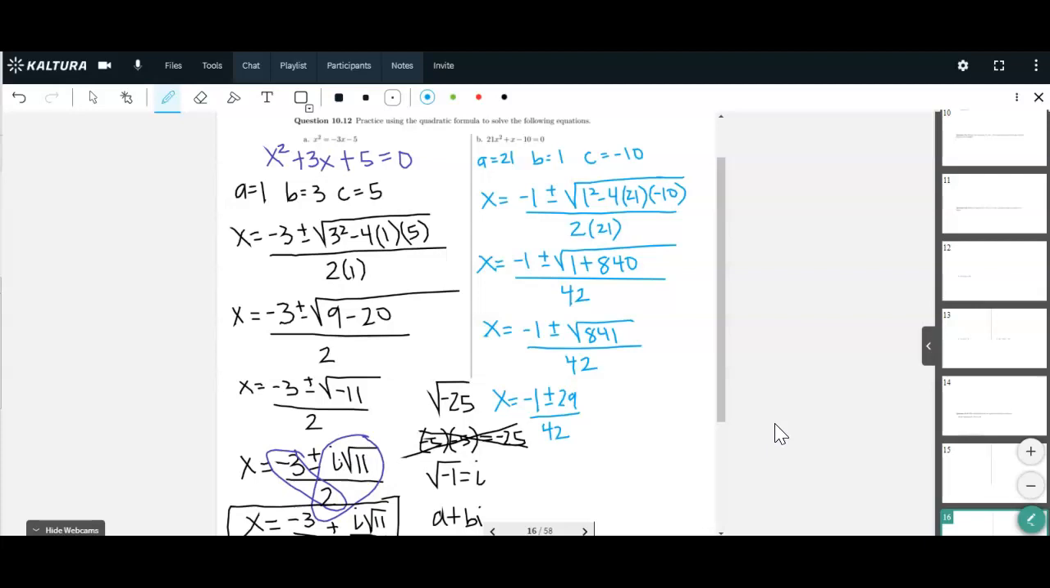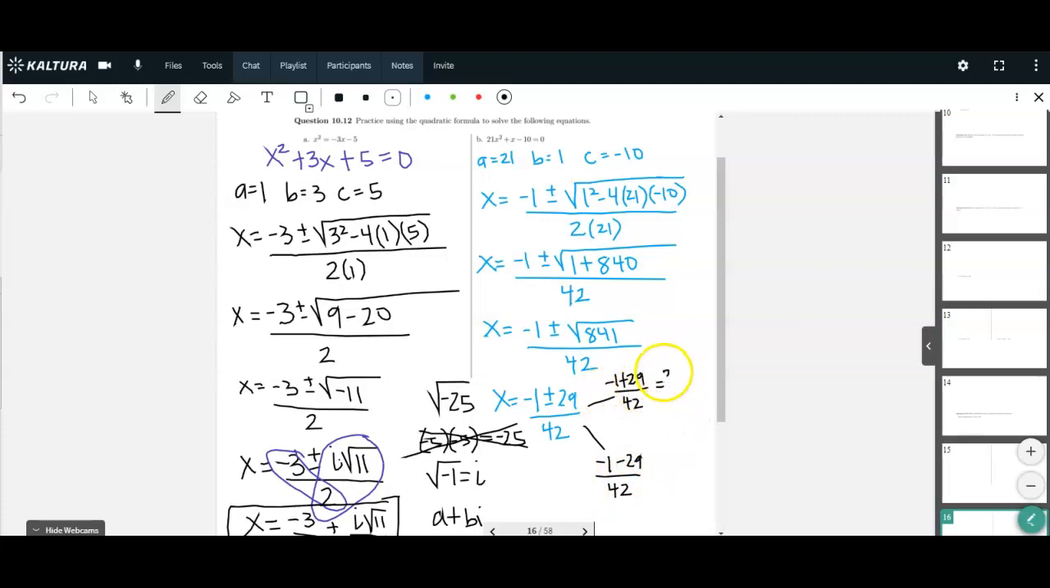Okay, but now we can simplify this more. Remember, I can separate these out because I'm going to have two separate answers. My first one's going to be -1 plus 29 divided by 42. And then my other one is going to be found by doing -1 minus 29 divided by 42. And then I just need to simplify these fractions.